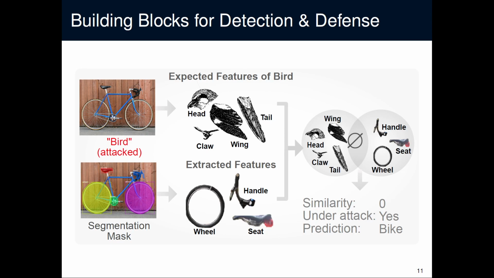Okay, so now how do we actually use this process for detection and defense? We see the extracted robust features on the bottom via the segmentation masks. We have the wheel, the handle, the seat, and then on the top we have what the model was predicting, this bird, which essentially we know what a bird should have in terms of its expected features. It has the head, the claw, the wing, and the tail. So now we can compare these expected features of the bird with the extracted features, and we can see that there's no similarity between these feature sets. And this would indicate that yes, this image is under attack, and then we can reclassify the image, and the prediction is actually a bike.